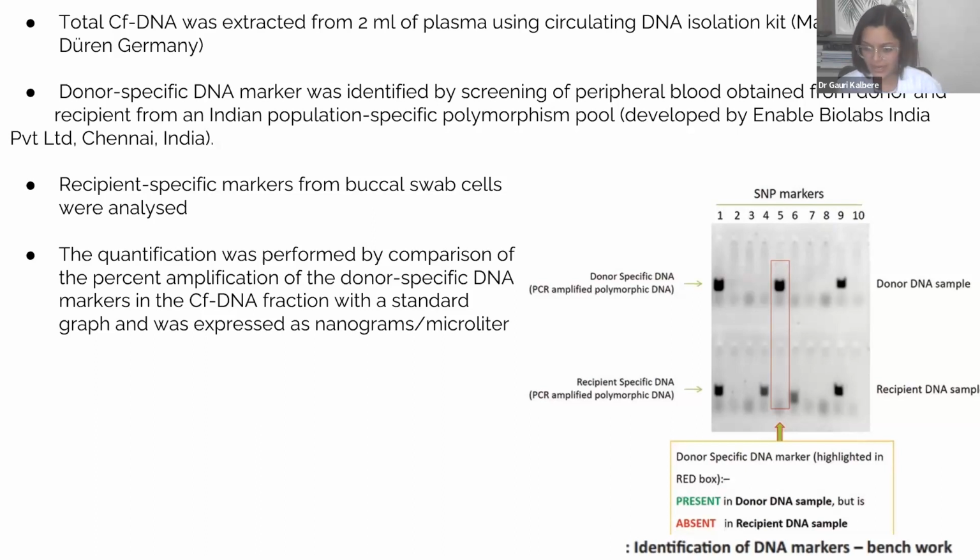Now, to the right is an image inset we can see. The box highlighted in red shows, at the top level, donor-specific DNA. If we see that black mark in the number 5 area, the SNP marker, single nucleotide polymorphism marker, that means it is absent in the recipient. So that is how the identification works.